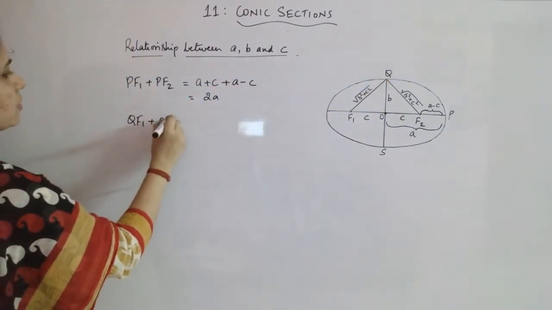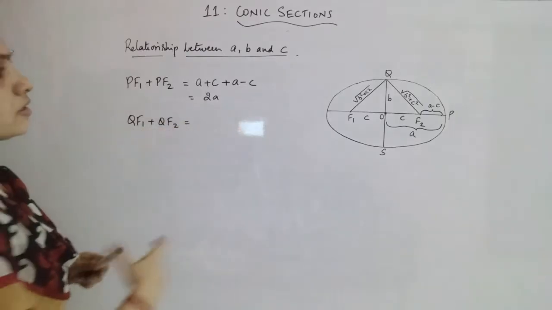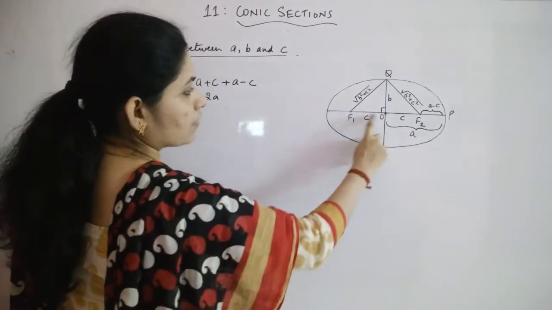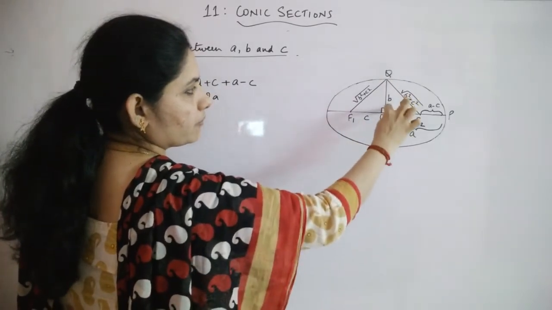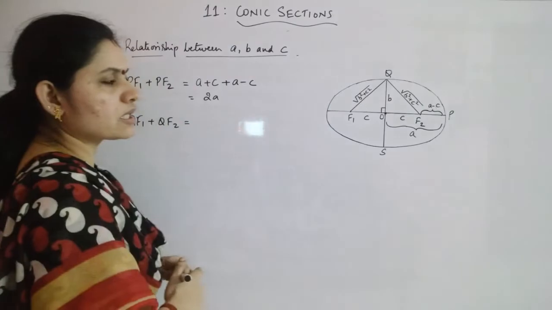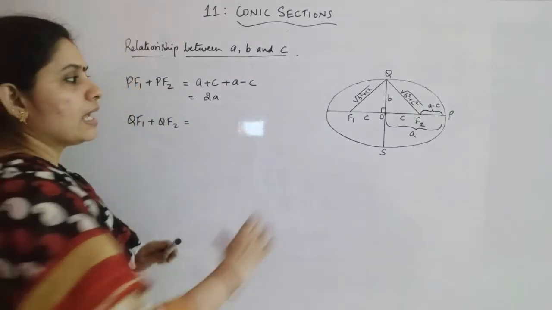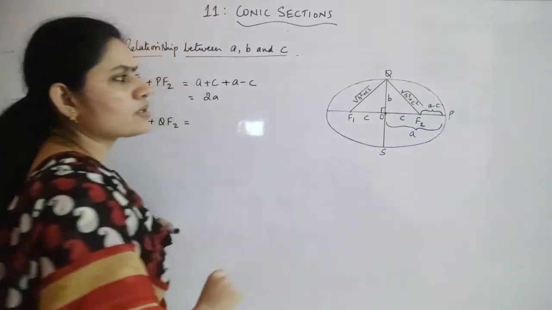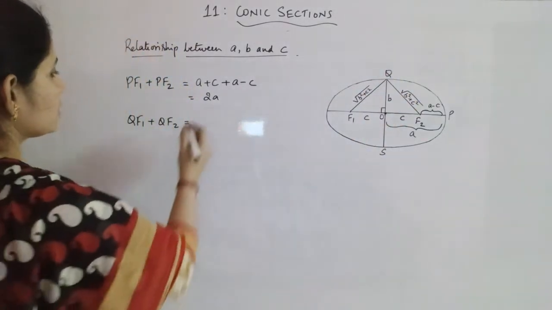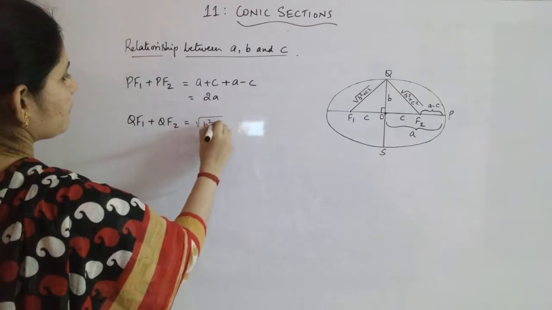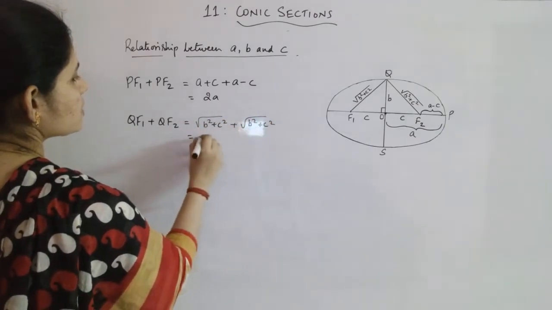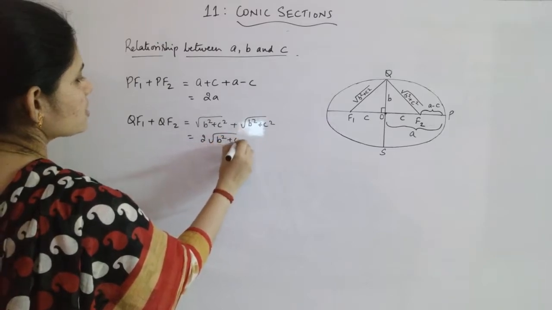QF1 plus QF2. Now just see, this is right angled, and here you have C, this distance is B. So you can find this by Pythagoras theorem as root of B square plus C square. And QF1 is also root of B square plus C square, QF2 is also root of B square plus C square. So you will get root of B square plus C square plus root of B square plus C square, which is equal to 2 times root of B square plus C square.